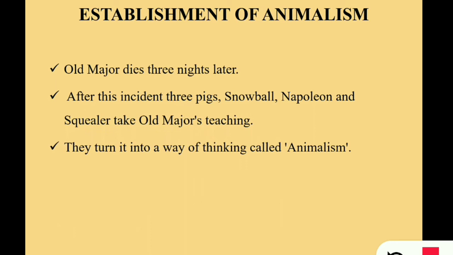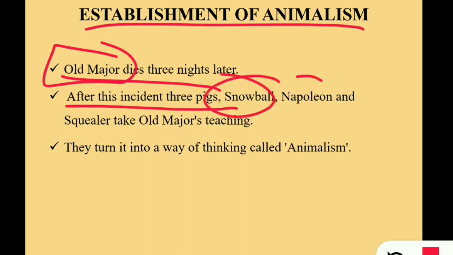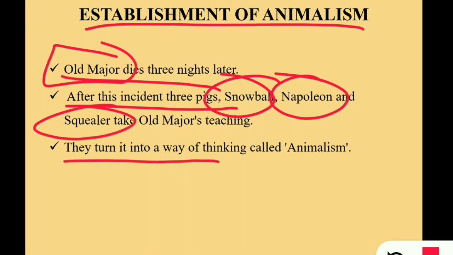Now, in this chapter, in this slide, we learn the establishment of animalism. Old Major dies three nights later. Very soon he dies. After this incident, three pigs, Snowball, Napoleon and Squealer, take Old Major's teaching. They turn it into a way of thinking called animalism. Here, these three, Snowball, Napoleon and Squealer, took animalism to another level.